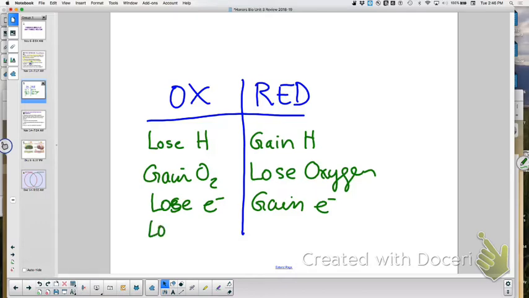Is lose L-O-S-E or L-O-O-S-E? It would be loose if it was two O's. Somebody find out how to spell lose. L-O-S-E, right? For some reason, it's O-O-S-E. And this would be gain energy. No, lose is two O's. Big debate. All right, are we good on that? Yes.